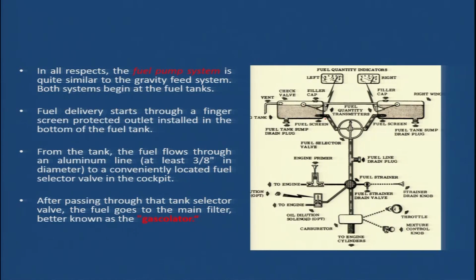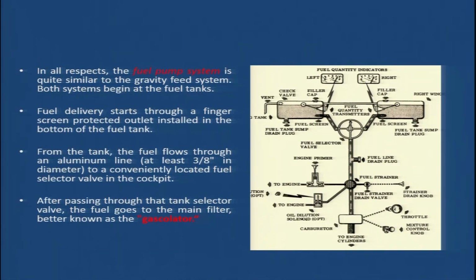Here you see tanks, then you have the selector valve. From the selector valve, the fuel is being filtered. This is the fuel strainer, and from the strainer it is coming to the carburetor or the injector, and from there it goes to the respective cylinders. So this is a very basic fuel system of an aircraft.